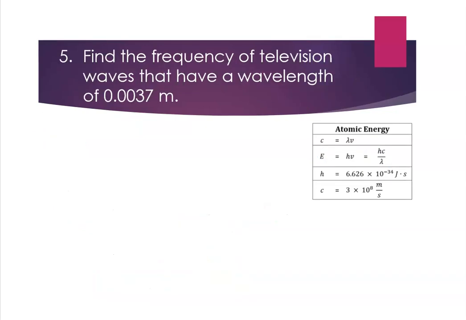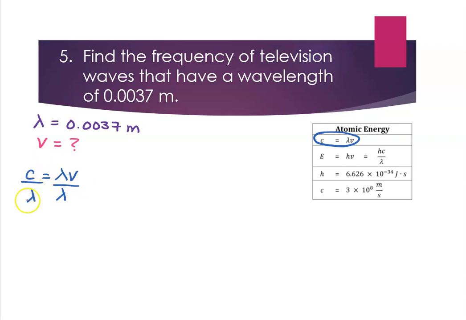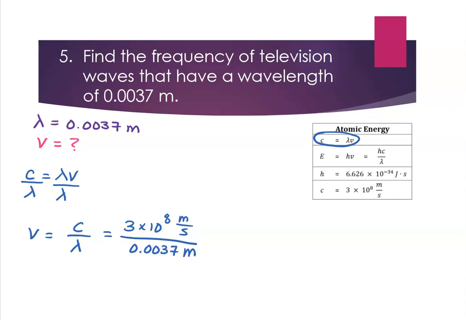Find the frequency of television waves that have a wavelength of 0.0037 meters. All right, so I am given wavelength again, 0.0037, and I'm in meters, so I don't need to do any calculations, and then I'm asked to find frequency. So again, I'm going to use c = λν, and then since I'm solving for ν, I'll divide both sides by lambda. So ν is equal to c over λ, 3 times 10 to the 8th meters per second, and 0.0037 meters.